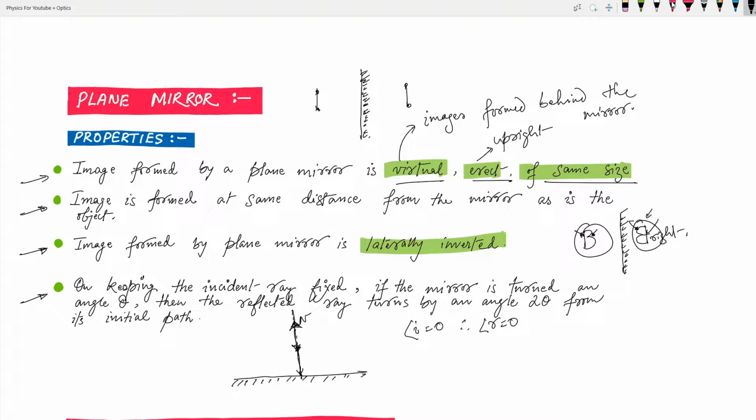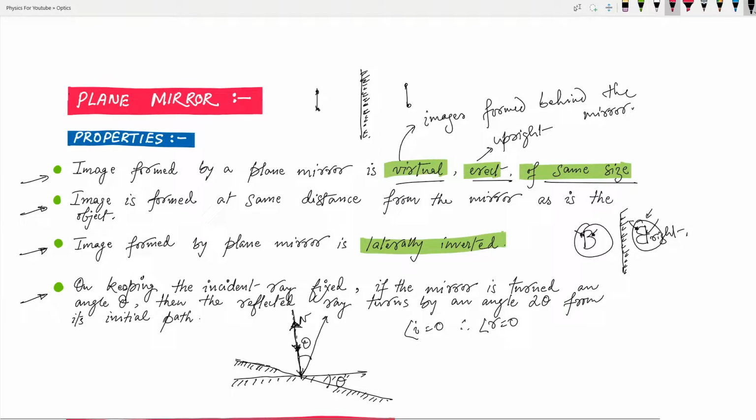Now what I will do is I will turn this mirror by an angle theta. If I turn this mirror by an angle theta, then obviously the normal will also turn by an angle theta, isn't it? Simple as that. If I turn the mirror by theta, then the normal will also turn by theta. I should have drawn it with a different color.